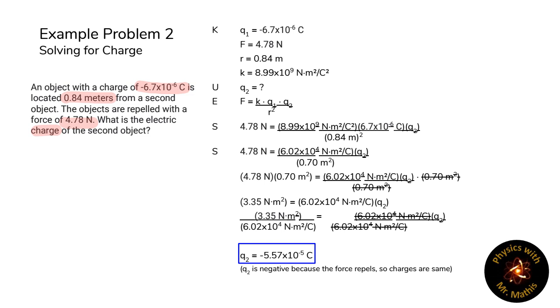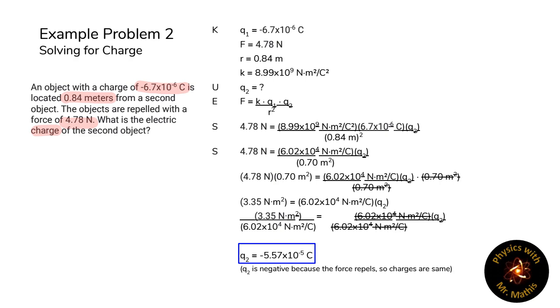For the next step, we're going to start isolating our variable, Q2. First thing I wanted to do was get rid of the fraction, so I multiplied both sides of the equation by 0.70 meters squared. And you can see on the right-hand side, the 0.70 meters squared canceled out on the top and the bottom.